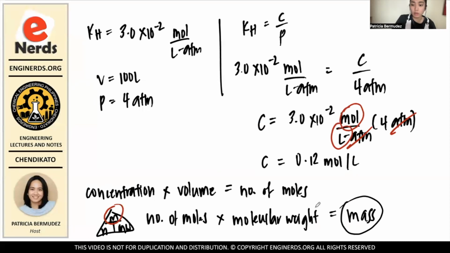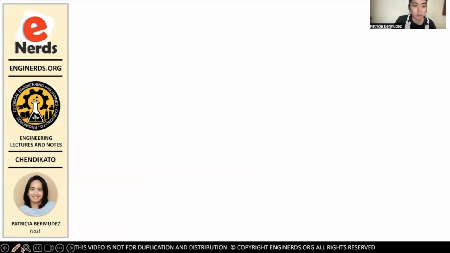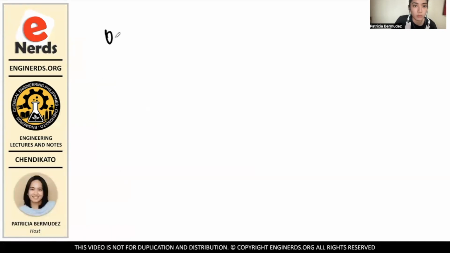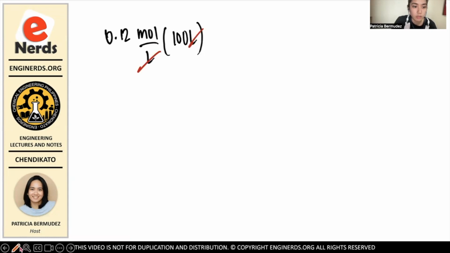So ngayon, yun lang ang gagawin natin. Yung concentration, we have to multiply by the volume. So yung concentration natin na 0.12 moles per liter, we multiplied by the volume, which is 100 liters. Kita natin na makakancel yung liters. And matitira yung number of moles. And ito yung number of moles of carbon dioxide. So 0.12 times 100, it'll be 12.